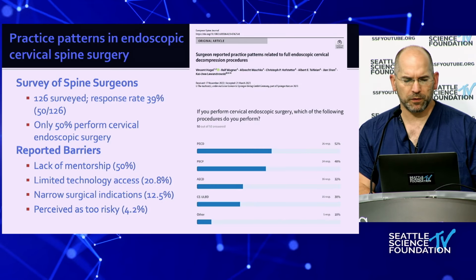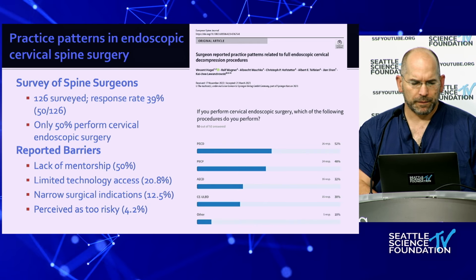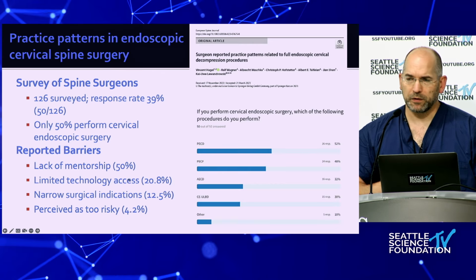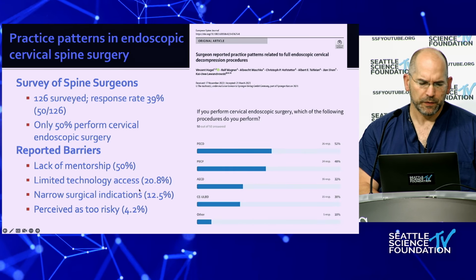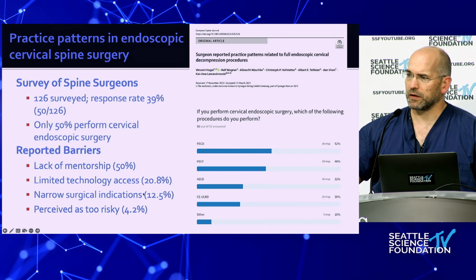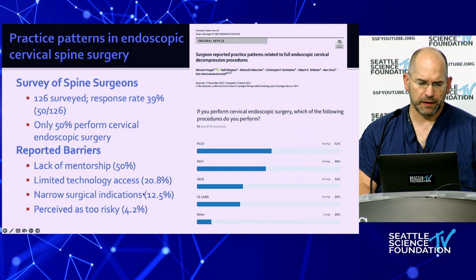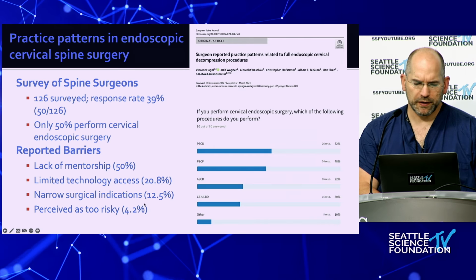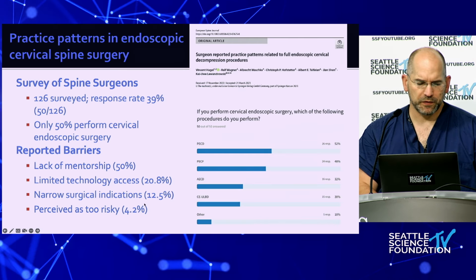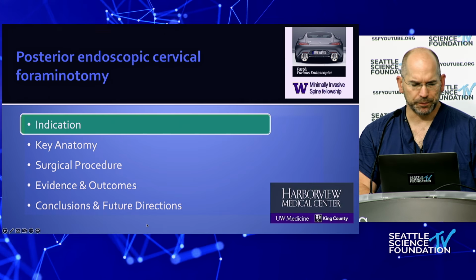Anyhow, I'll talk about posterior endoscopic foraminotomies. My disclosures. And here's a little study that we did: why do surgeons hesitate to go into the cervical spine? Here are the barriers: really the mentorship, which I hope we can bring here; technology, I think there's a ton of new stuff that we saw here right now; narrow surgical indications, and I will convince you that that probably is not the case; and perceived as too risky.